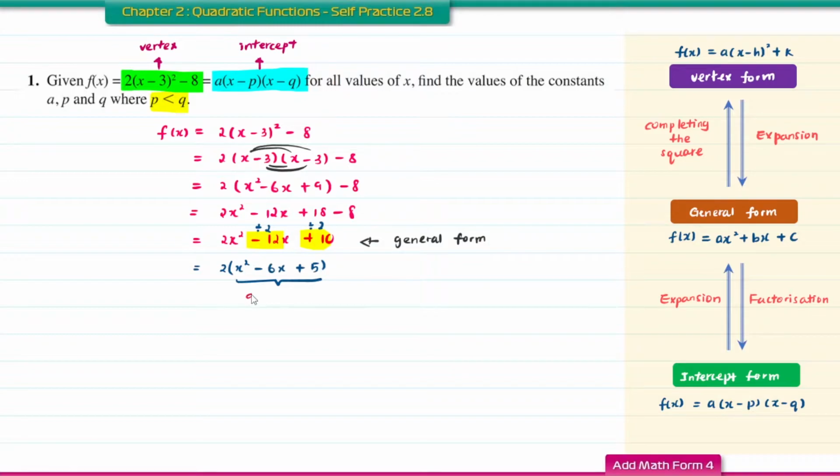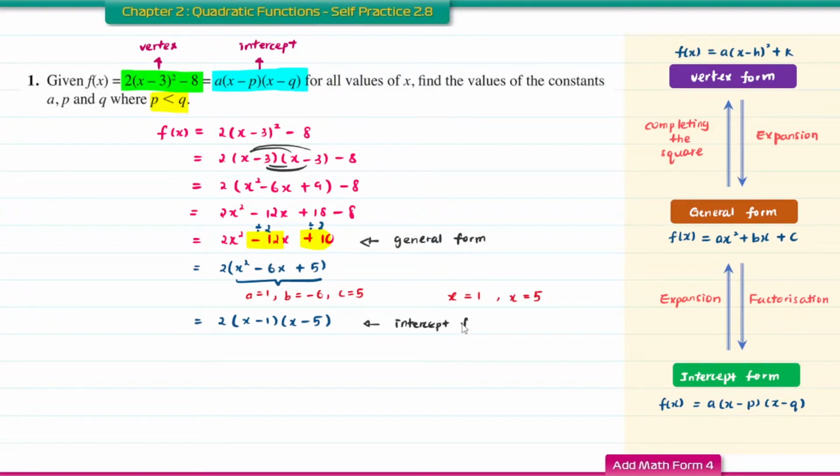So for this part here, the a is equal to 1, the b is equal to negative 6, and c is equal to 5. You're going to input this into your calculator to find the roots. So you're going to get the answer x equal to 1, and the other answer is x equal to 5. Then next we're going to do the factorization part. So here x equal to positive 1, here it will be x minus 1. And for the second bracket, x equal to positive 5, here will be x minus 5. So this is the intercept form.